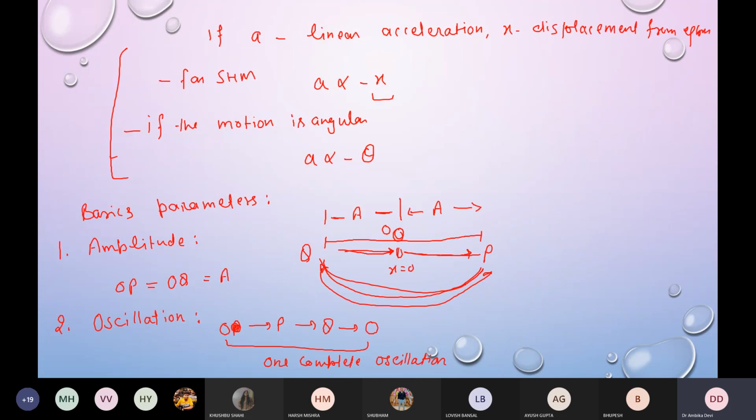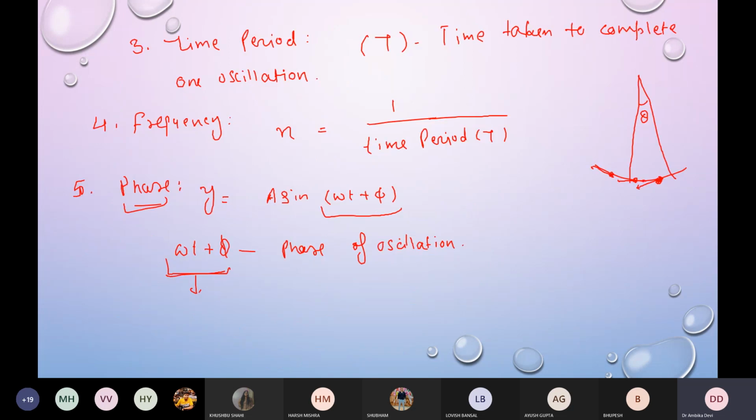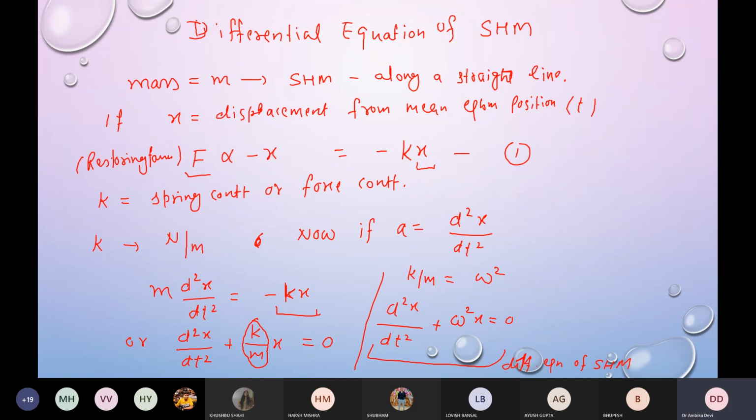Then we talked about the basic parameters: amplitude, oscillation, time period, frequency, and phase. And then we derived the mathematical equation for the simple harmonic motion. Okay, so the equation was, you can see over here, d2x by dt square plus omega square x is equal to 0, the differential equation of simple harmonic motion, right? So today we are going to find out the solution of this differential equation, right?